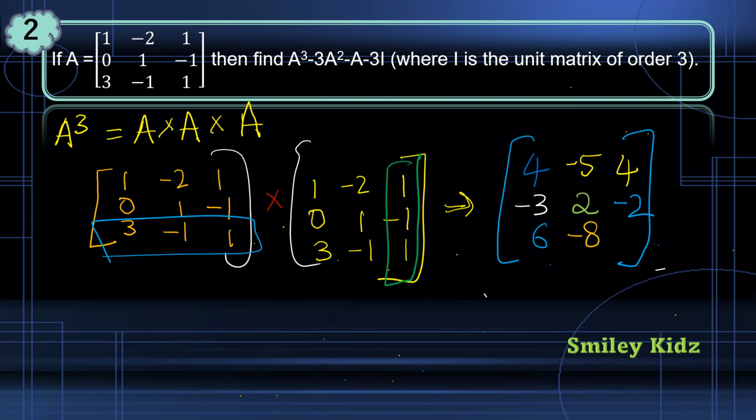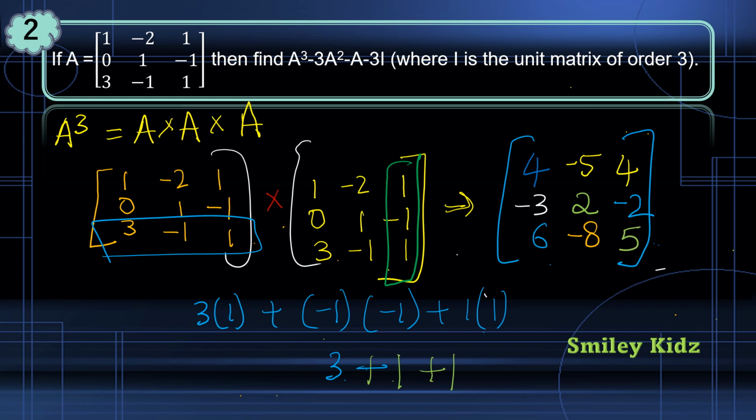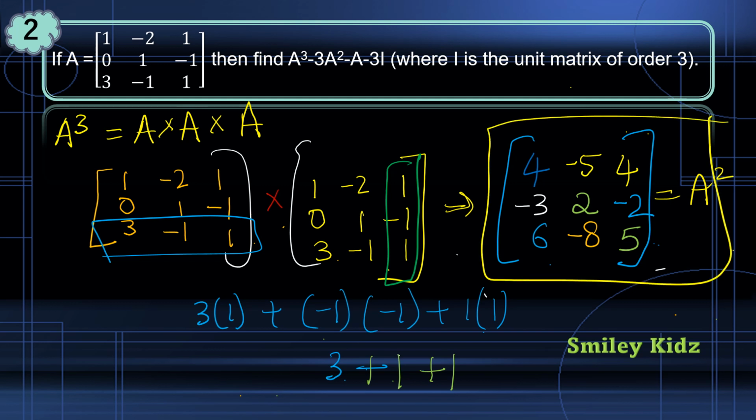Now with the last column, that will be equal to 3 into 1 plus minus 1 into minus 1 plus 1 into 1. Alright, this will be equal to 3 plus 1 plus 1. That will be equal to 5. So here let me write down 5. Now this right over here is A square. Now let's multiply A square into A in order to get A cube. Here A square can be used over here when we are doing 3A square. Alright, let's proceed further to find out A cube.